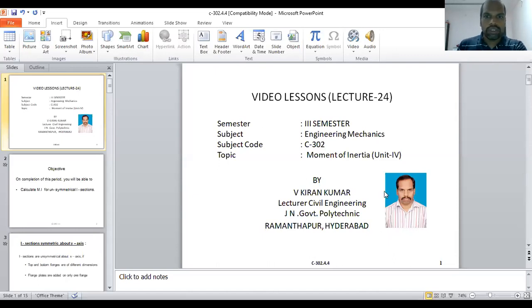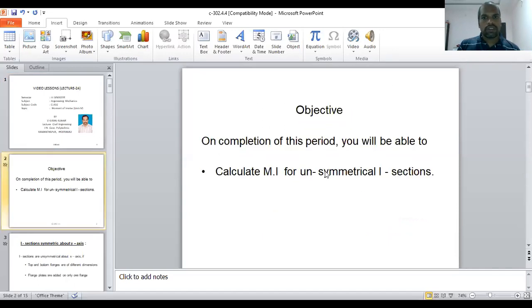Let us continue the previous topic, the moment of inertia of Unit 4, for the C18 curriculum. By the end of this period, you will be able to calculate the moment of inertia for unsymmetrical I sections. Symmetrical I sections we discussed, or let us discuss them later in another problem. Now let us go to the next problem, that is unsymmetrical I sections.